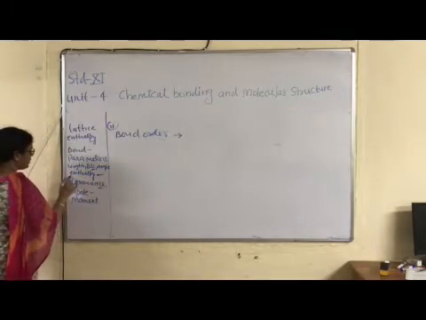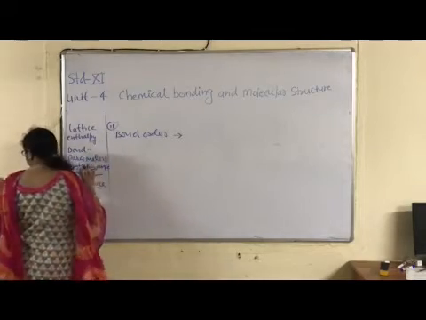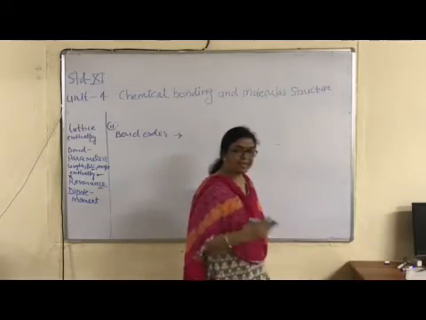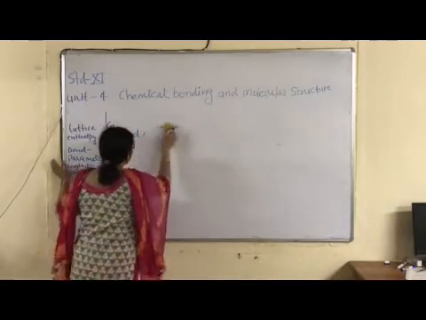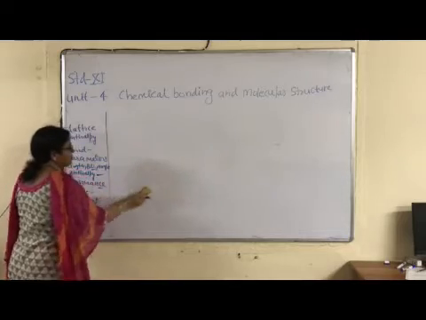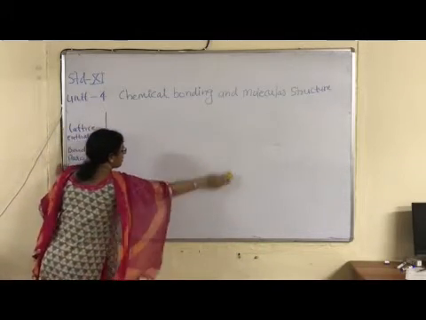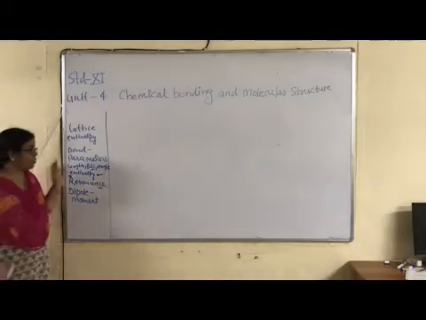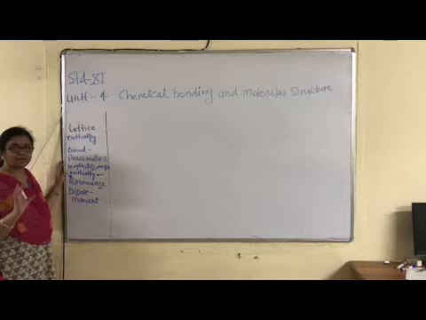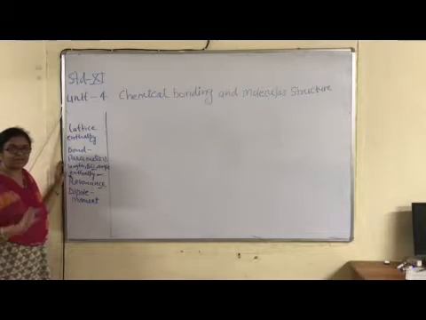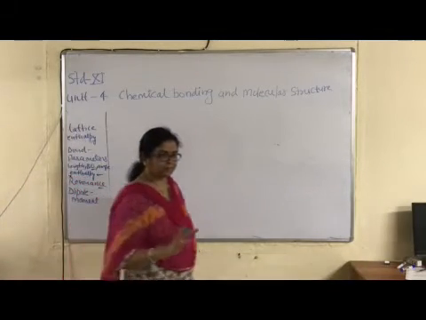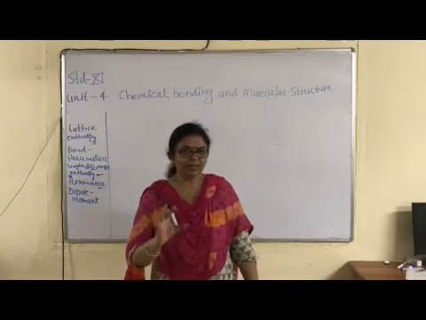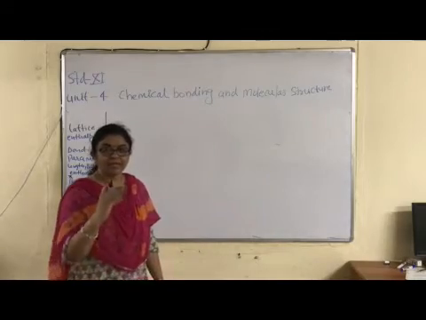Now the next term is resonance. Resonance means contribution of canonical forms or resonance hybrids, or delocalization of non-bonded electrons or pi electrons, right? What is required for resonance? Presence of a lone pair or a double bond. Double bond means pi electrons, which are also known as delocalized electrons.